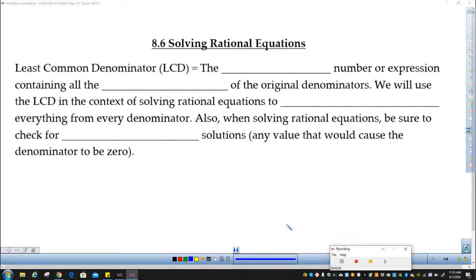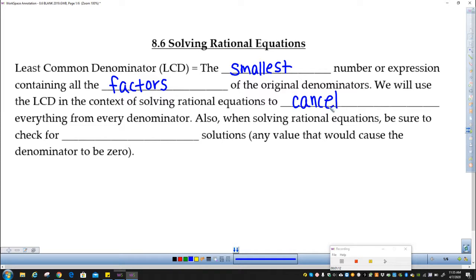So as a little introduction here, I have some tips, some things that we're going to talk about in the process as we start to move into some of our examples. So first thing we need to define that we're going to be talking about a lot today is called the least common denominator, or the LCD. It is the smallest number or expression containing all the factors of the original denominators. So we are going to use the LCD in the context of solving rational equations so that we can cancel everything from every denominator.